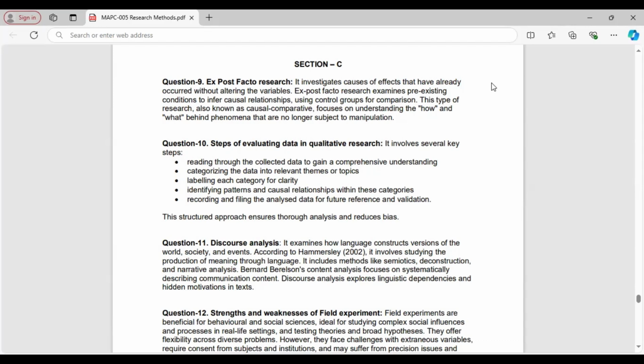Here outline the key steps like reading data, categorizing it into themes, labeling categories, identifying patterns, and recording the analyzed data for future reference. Question 11. Discourse analysis. Here discuss how it examines how language constructs meaning about society, events, or individuals. Also mention methods like semiotics and narrative analysis used in this process.